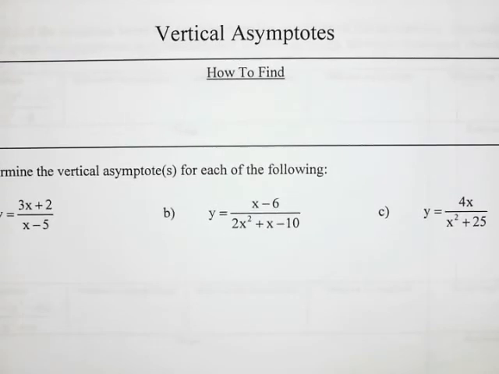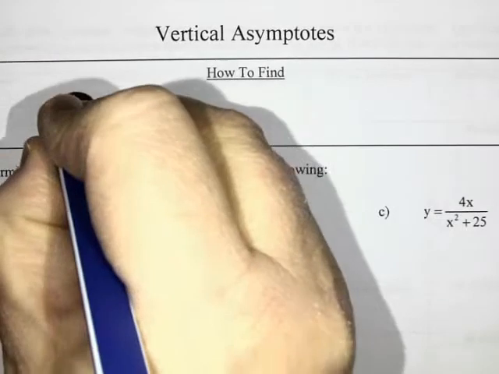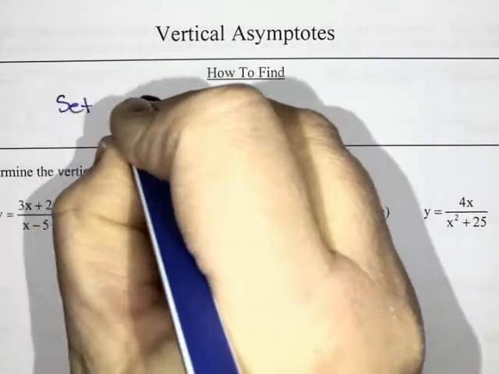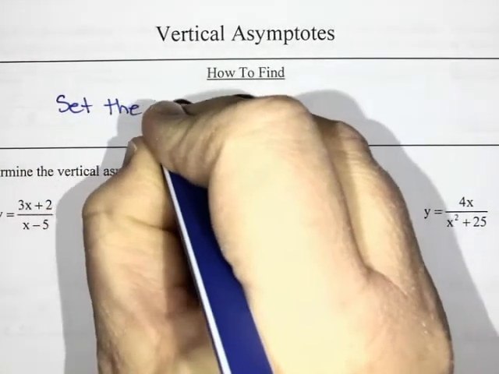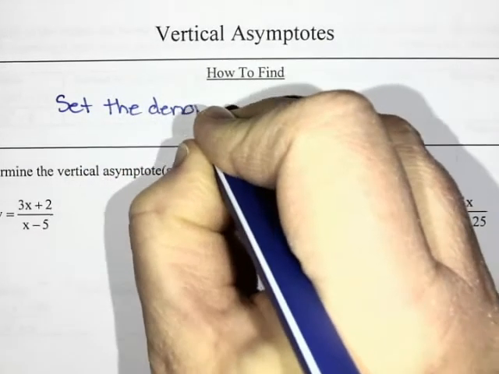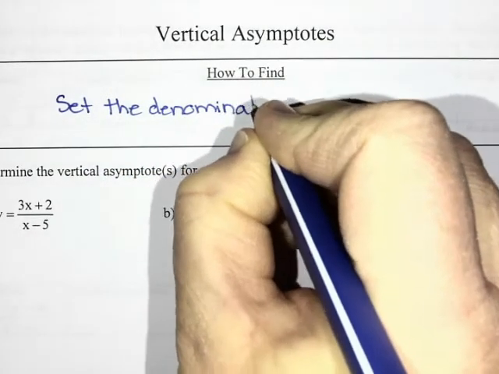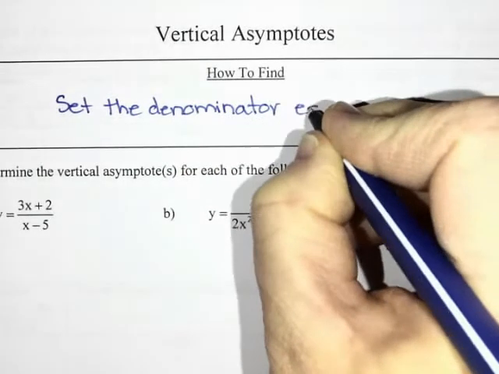So a vertical asymptote, we learned in the investigation before this lesson. What you would do is you set your denominator equal to 0. So they happen where the function is undefined. How do you get a value that's undefined? You divide by 0. So we want to look at what makes our denominator 0. So I'm going to say set the denominator equal to 0.